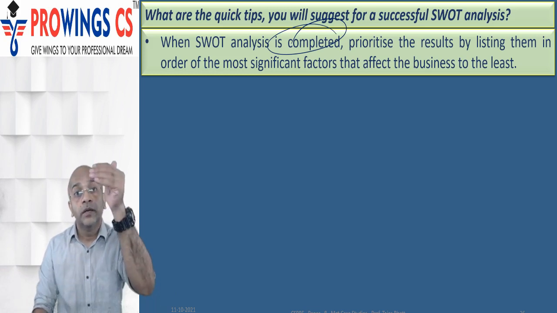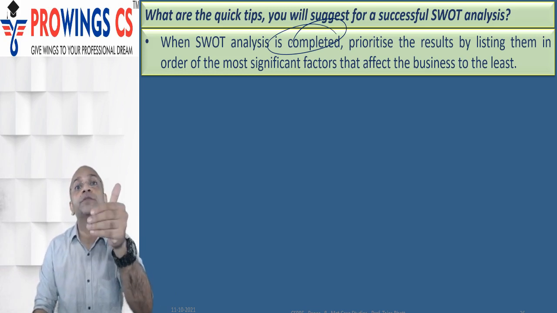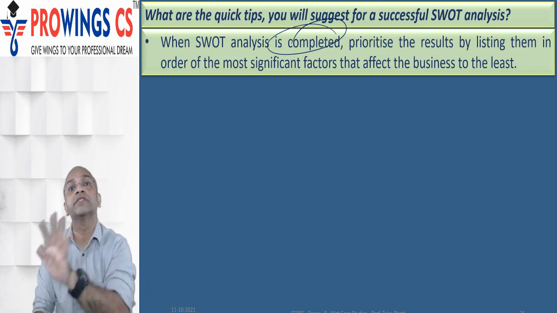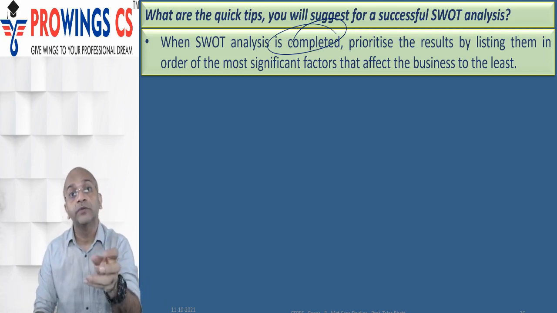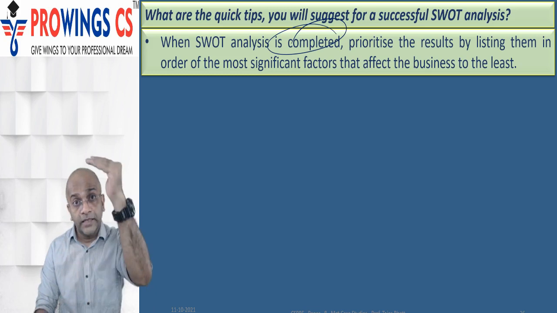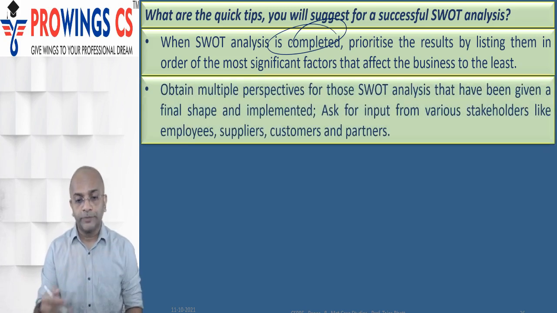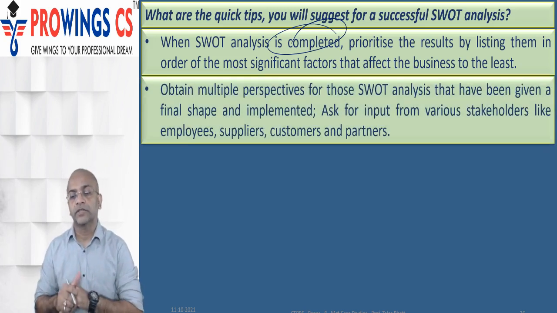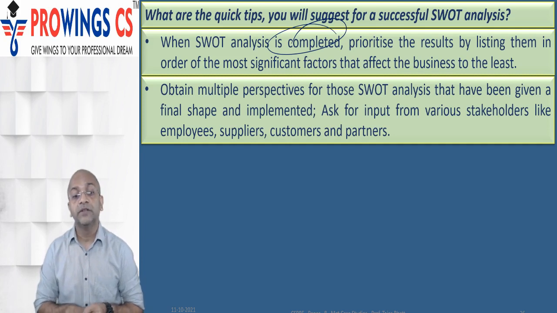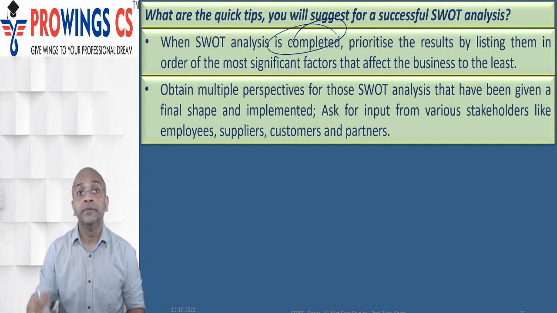Means make a list. Which particular point affects the business to a great extent, or which can affect it to the least extent, and you can set a priority. Obtain multiple perspectives for those SWOT analyses that have been given final shape and implemented. Final shape and implemented means create more than one alternative. Then choose the best among all.